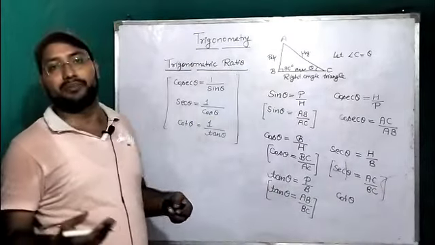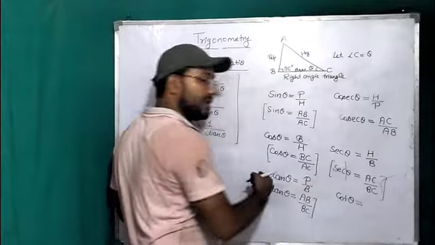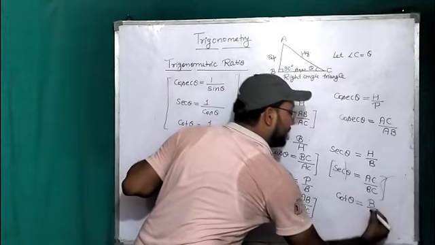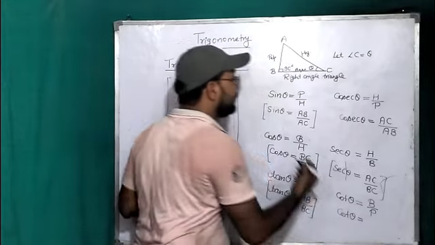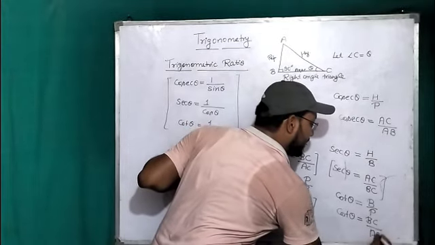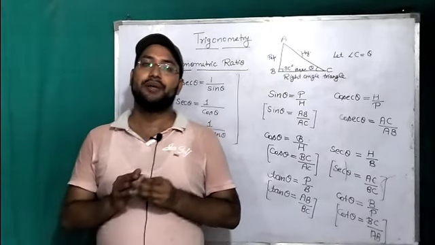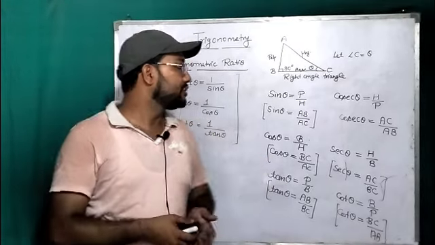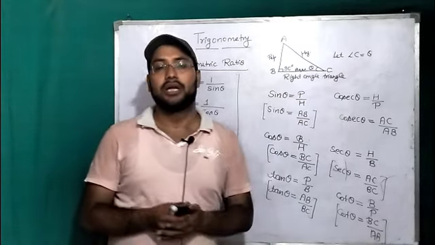The remaining trigonometry ratio we have to calculate is cot theta, which is the inverse of tan theta, so it is equal to base upon perpendicular. The base is BC, while the perpendicular is AB, so cot theta is equal to BC upon AB. So there are 6 trigonometry ratios, which are very important to define the relation between the sides and angles of a triangle, and they are sin theta, cos theta, tan theta, cosec theta, sec theta, and cot theta respectively.